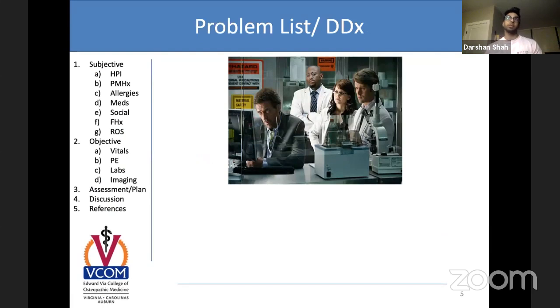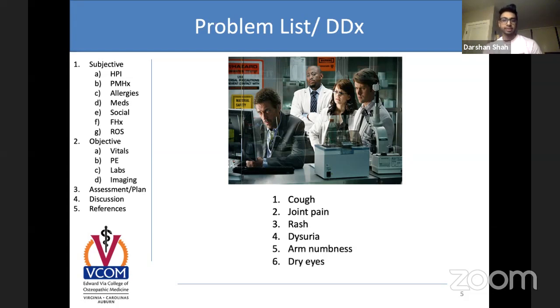So problem list, all right? So you guys go in your head right now and think about what are the problems this gentleman is experiencing? So one, obviously the cough that's been persisting now for a while. His joint pain that went from his shoulders to his wrists to his knees. This new onset rash that just recently started. The dysuria, the arm numbness, and the dry eyes, and the low back pain.